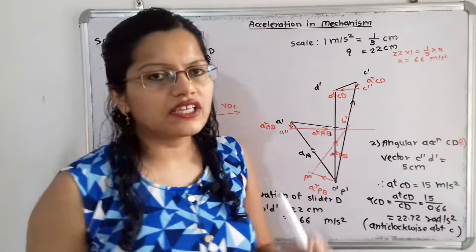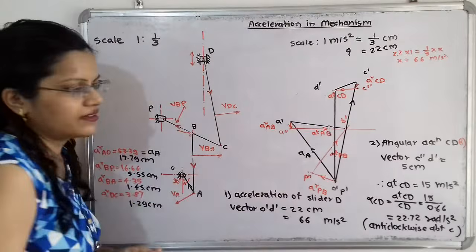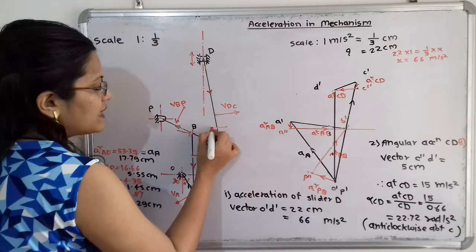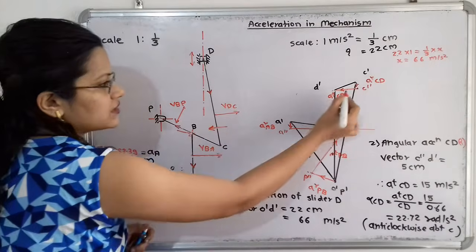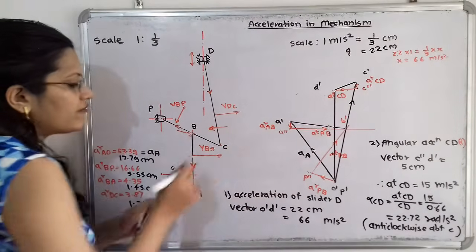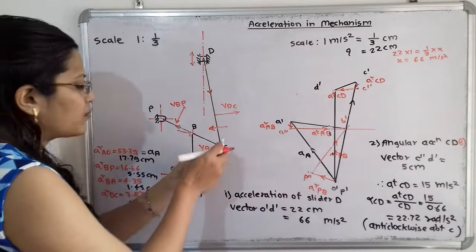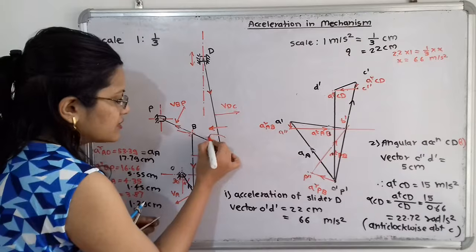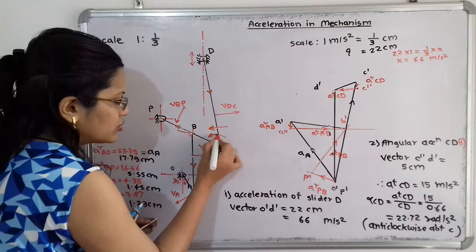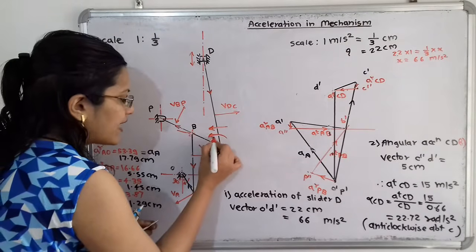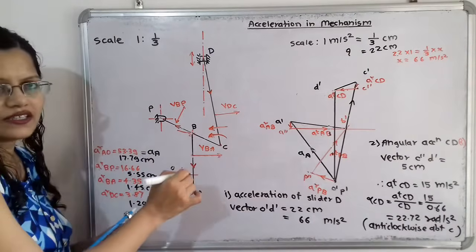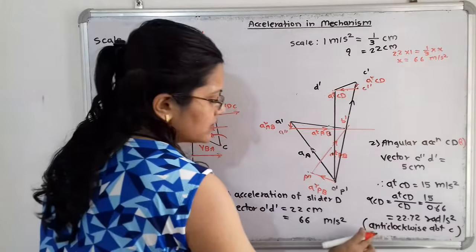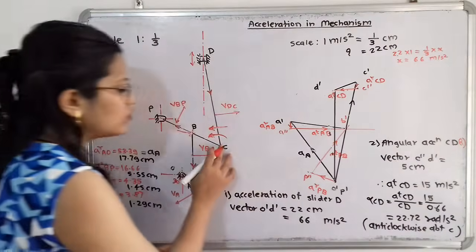If we observe in this link CD, C is the center, and the direction of the tangential component is towards the left hand side. So if I take C as a center and move the compass in this direction, then this is the direction of the motion. This direction of motion is anti-clockwise. So we have to write the answer, that is, its direction is anti-clockwise about point C.